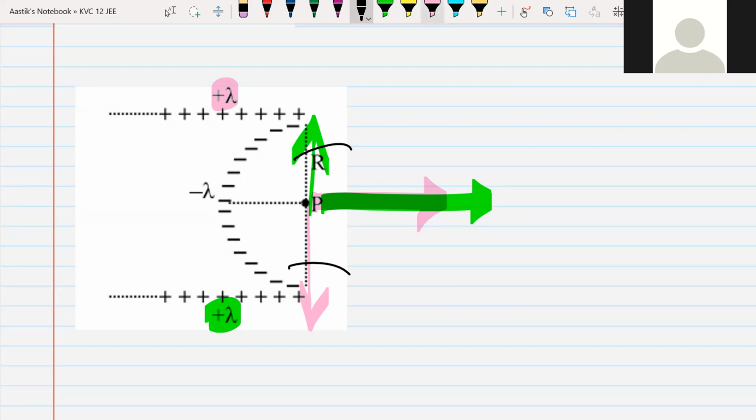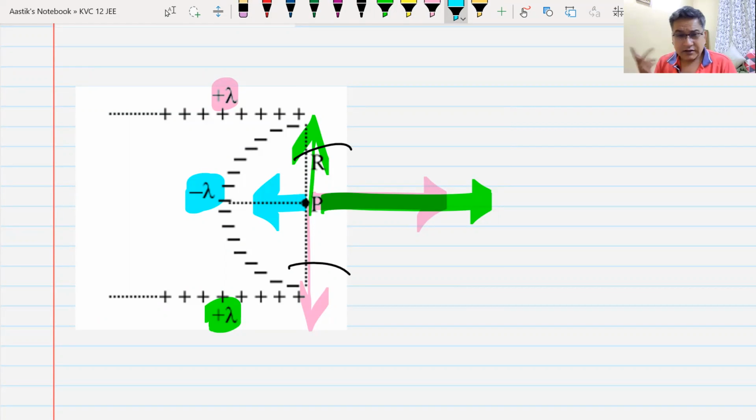Now look at this blue one. This blue is a semicircle and it's a negative semicircle. So electric field will be coming towards the semicircle. Theta is 180. 180 by 2 is 90. Lambda by 2 pi epsilon naught into 90. This total field will cancel these two fields put together. Yes or no? So the answer is 0. Now, this is the brother of this one.